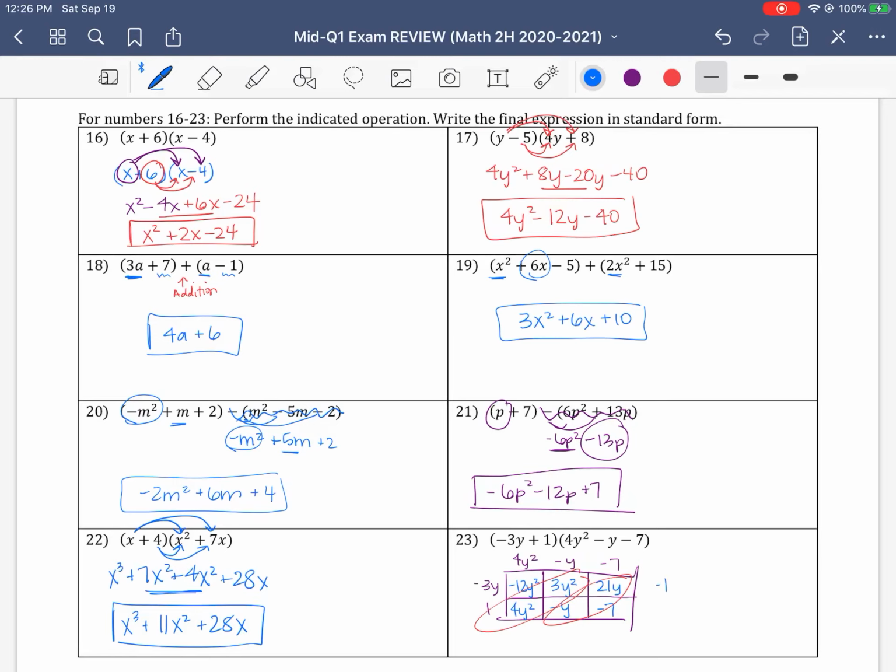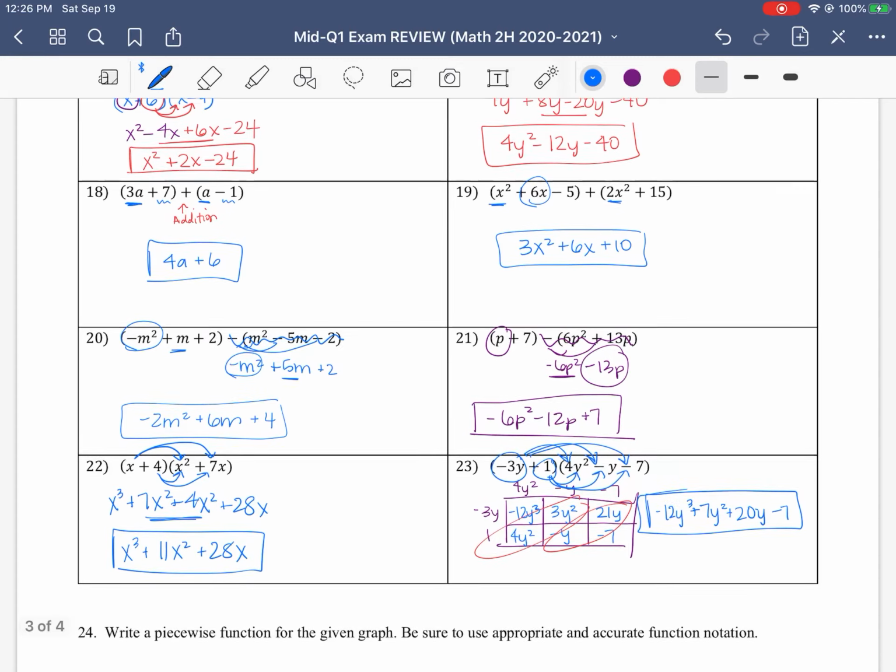So when we pull it out, we'll start with the negative 12y cubed, because it doesn't combine with anything else. Oh, I said cubed, and then let's make sure that's cubed there. And then 4y squared plus 3y squared would give me 7y squared there. And the next column or diagonal would be negative y plus 21y, which just leaves me with 20y minus 7. Now again, you can just distribute on that one if you'd like to. Again, just take the 3y and multiply it by each piece. Do the same thing with the 1, and you'll end up with the same result.